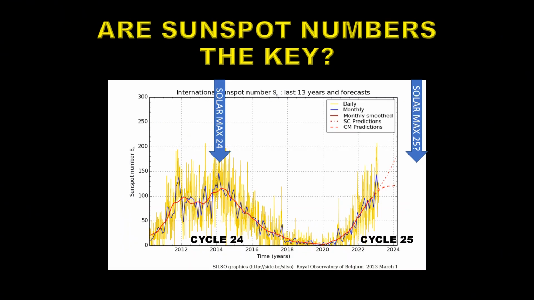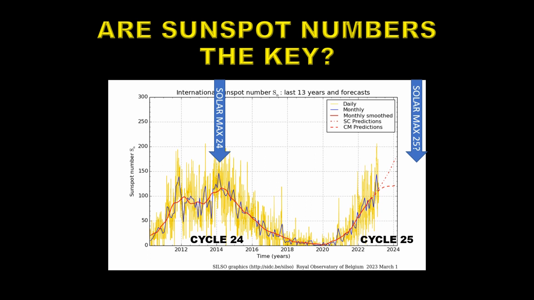The first question is, are sunspots the key to predicting the solar cycle? Here we have the sunspot number for the last 13 years. As I've shown you before, yellow is the daily averages, and you can see they bounce all over the place and you can't really conclude very much from those. The blue line is the monthly averages. They're a little bit calmer, but they still have weird bumps and dips in them.